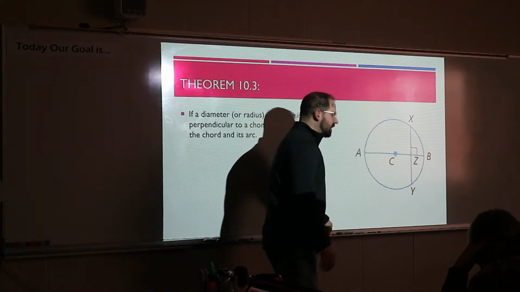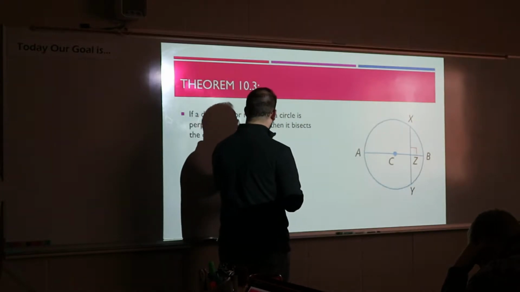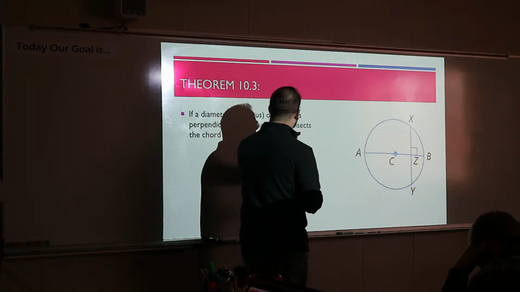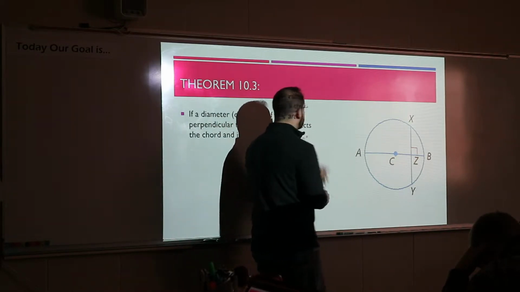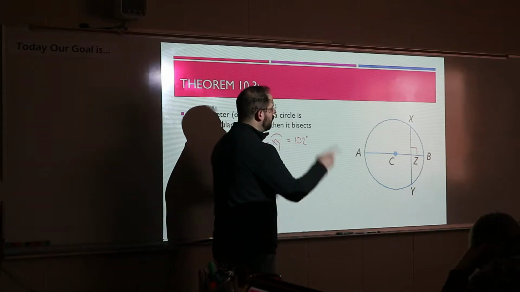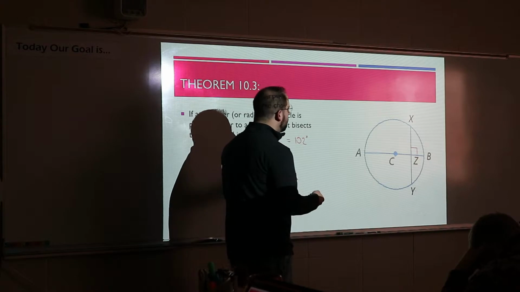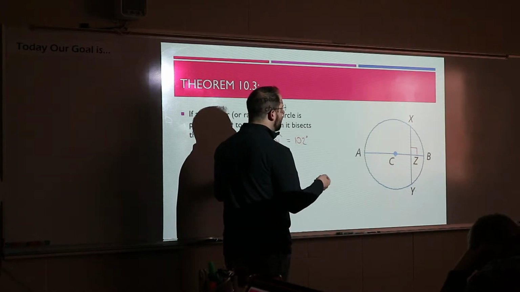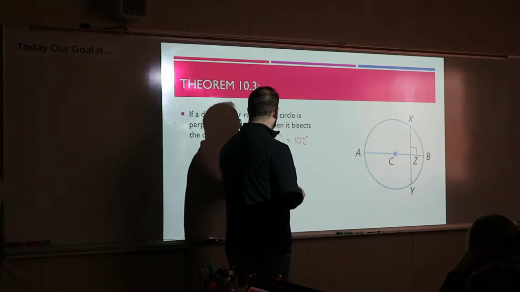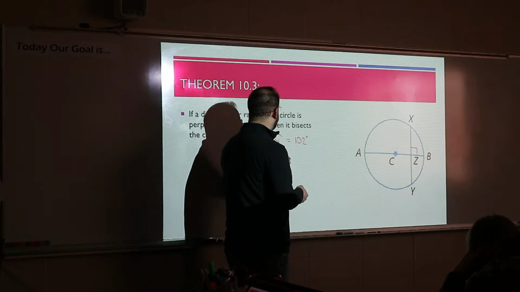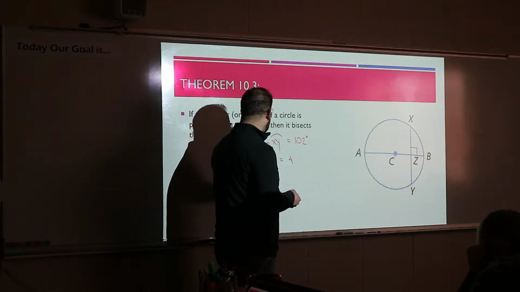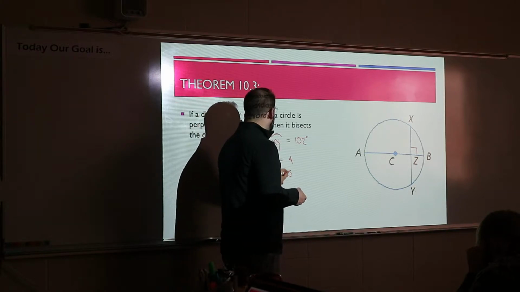So maybe this is the problem we did yesterday. Maybe they give me on this one that the measure of the arc from X to Y is, let's say, 102 degrees. Let's go with the short way around. They give me that CZ, that stick, is, let's say, a 4. And let's say that the distance from C to A is 5.